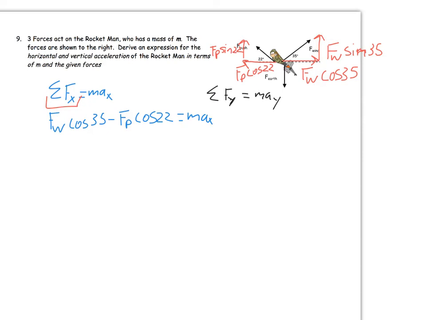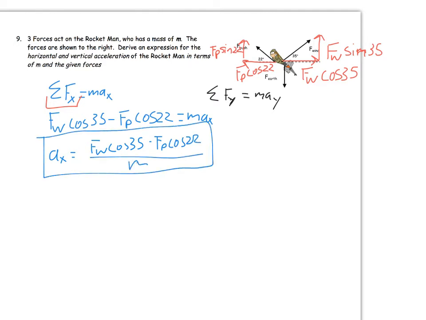And I ultimately want to solve for that x acceleration. So I end up getting that the x acceleration is simply force of the wind, cosine 35, minus the force of the push, cosine 22, all over m, the mass of the rocket man. And now I have it solved for in terms of mass and the given forces.